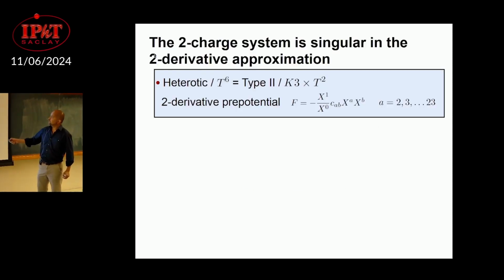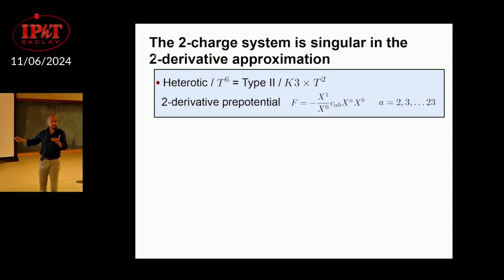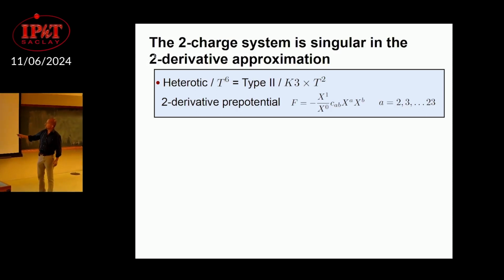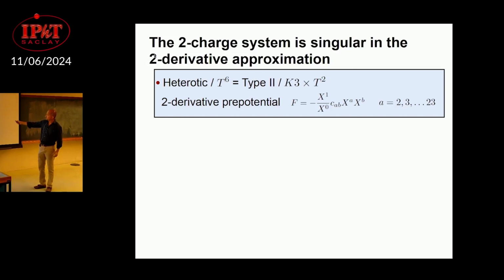So the two-charge system, you can effectively write in this N=2 supergravity. You first have to say what the prepotential is. The prepotential is X1 over X0 times C_AB times X^A X^B, where C_AB is a bunch of numbers which are equal to the double intersection numbers on K3.